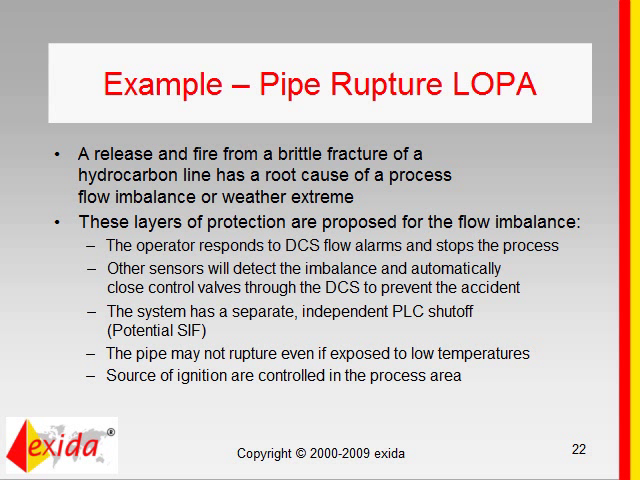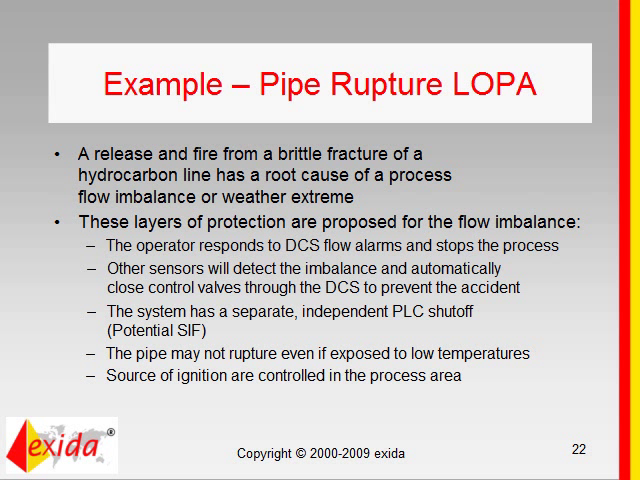Or we have a source of ignition or control in the process area. So these are potential layers of protection. One thing that we notice immediately is this independent PLC shutoff, the potential SIF, is something that we do not want to include in our LOPA diagram, because that is our potential safety instrumented function. That's the one that we are determining the required risk reduction for.